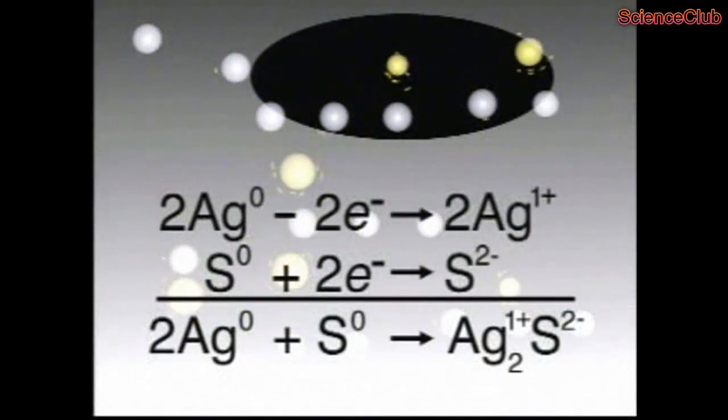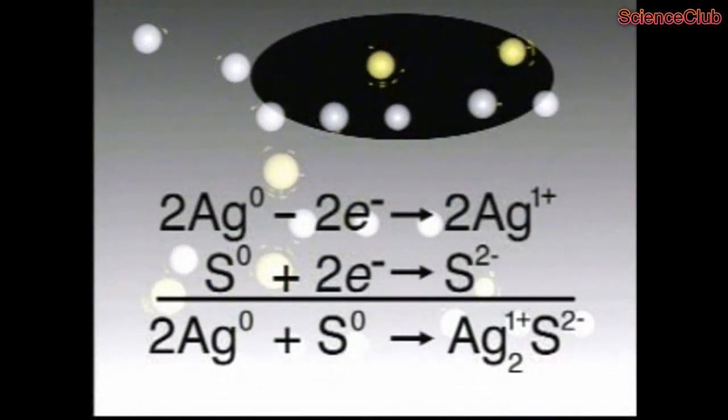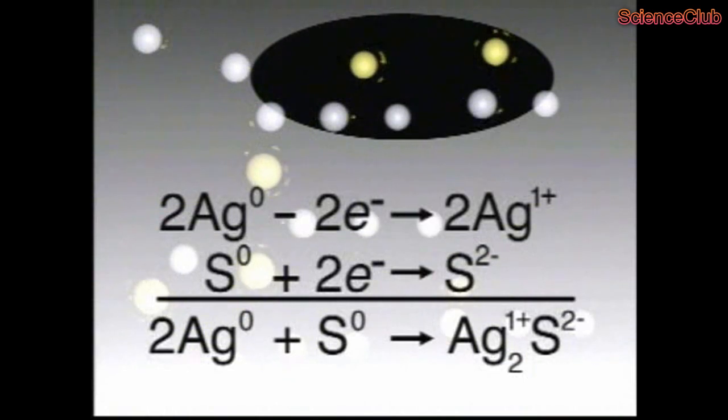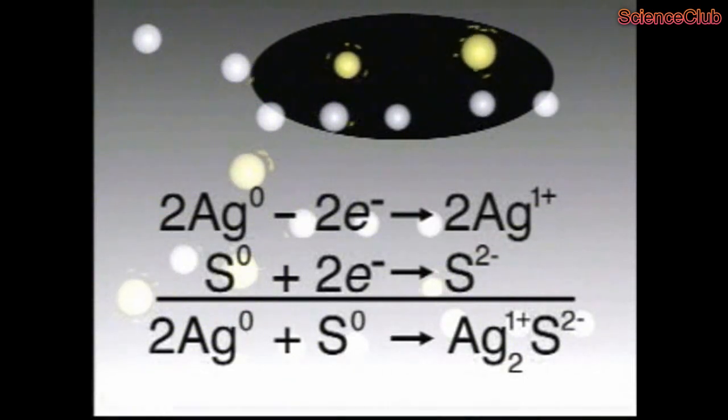In order for silver to lose electrons, sulfur must gain electrons, making the processes of oxidation and reduction interrelated reactions.